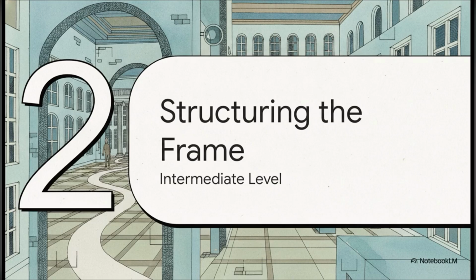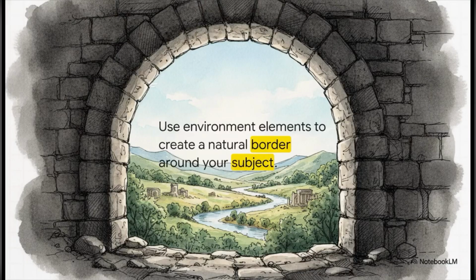Structuring the frame. Intermediate level. As we transition from just positioning a subject to actually utilizing the spatial environment around them, one of my absolute favorite techniques is framing within the frame. And this means exactly what it sounds like, using elements in your environment to create a natural border around your subject. You might shoot through a doorway, a window, an archway, or maybe some overhanging tree branches.